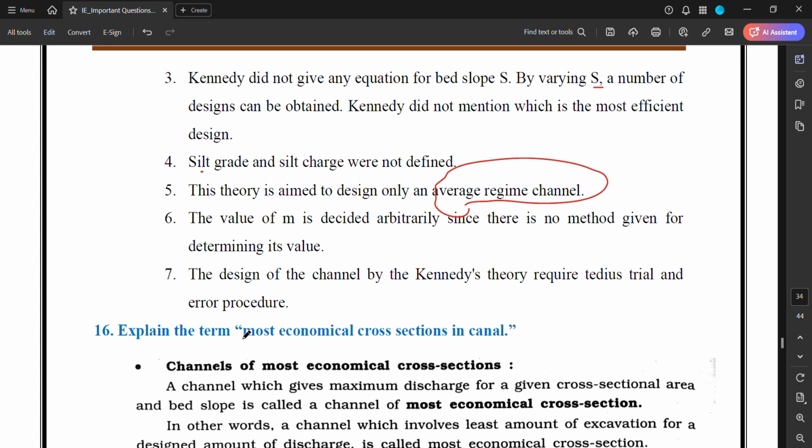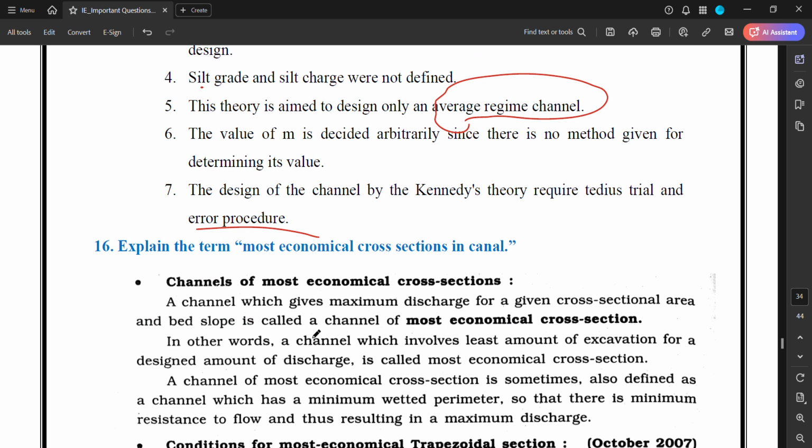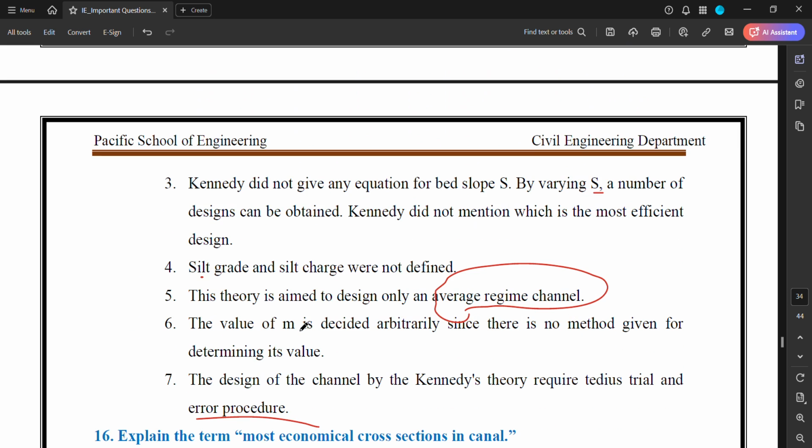Seventh, the design of the channel by Kennedy's theory requires a tedious trial and error procedure. Thank you. So this is for the limitations of Kennedy's theory.